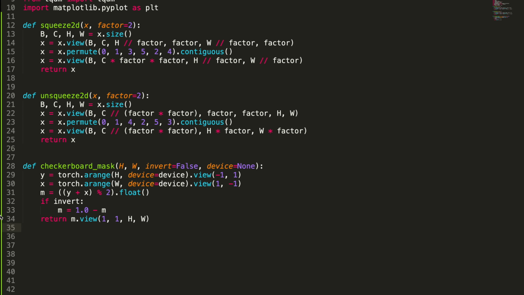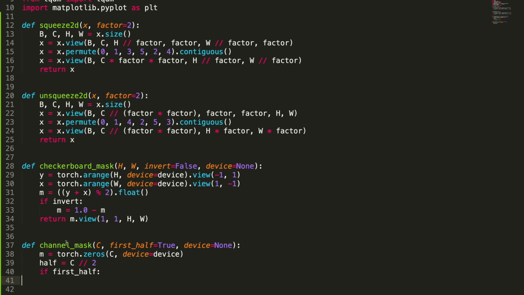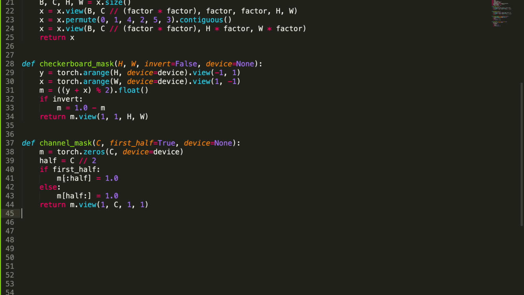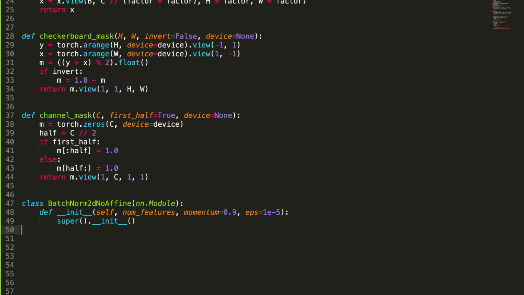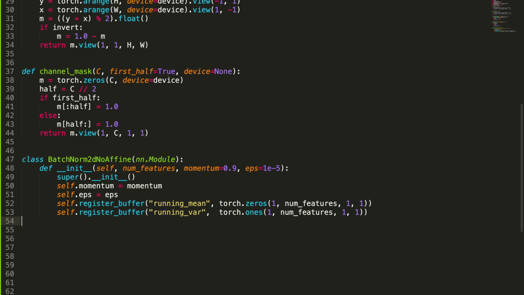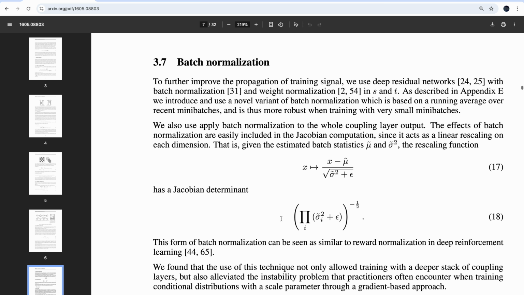Okay, so now that the checkerboard mask is implemented, we can implement the channel mask. The channel mask is very easy. Either we set to true only the first half of the channels, or we set to true the other half, depending on this first half flag. Once this is implemented, in the paper they develop their own batch normalization, described a bit later. Basically it's a variant of batch normalization where there are no scale or affine parameters, so that it facilitates the computation of the Jacobian determinant.